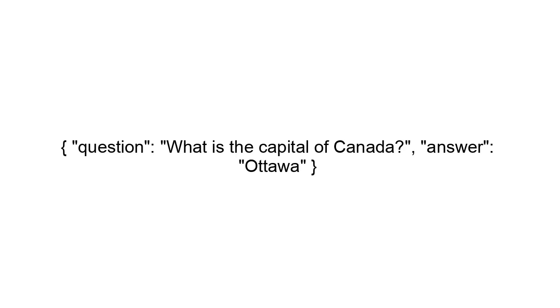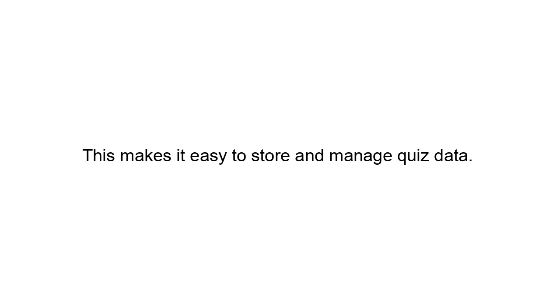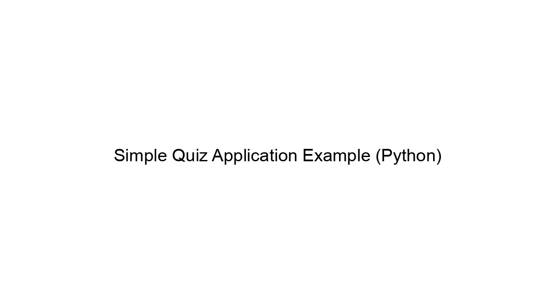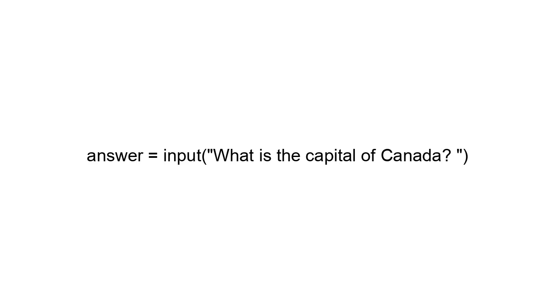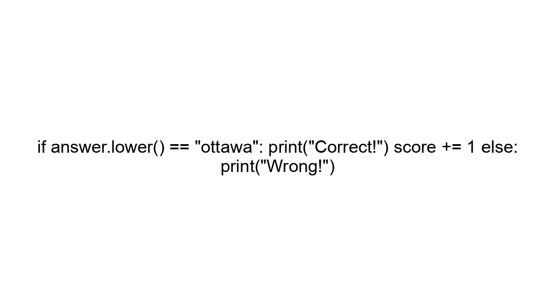Simple quiz application example in Python. Here is a basic version. score = 0, answer = input("What is the capital of Canada?"). If answer.lower() == "Ottawa": print("Correct"), score += 1. Else: print("Wrong"). Print("Your score is", score). This version asks one question and updates the score.